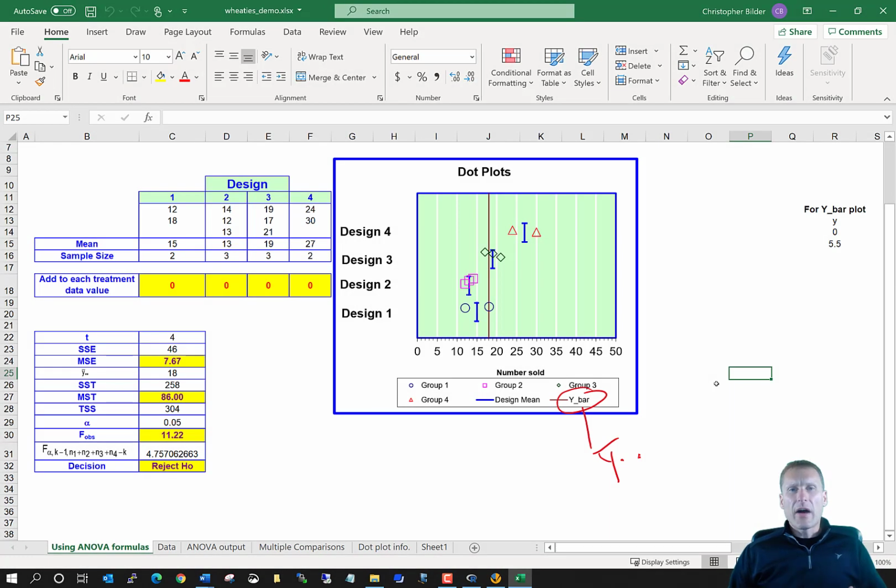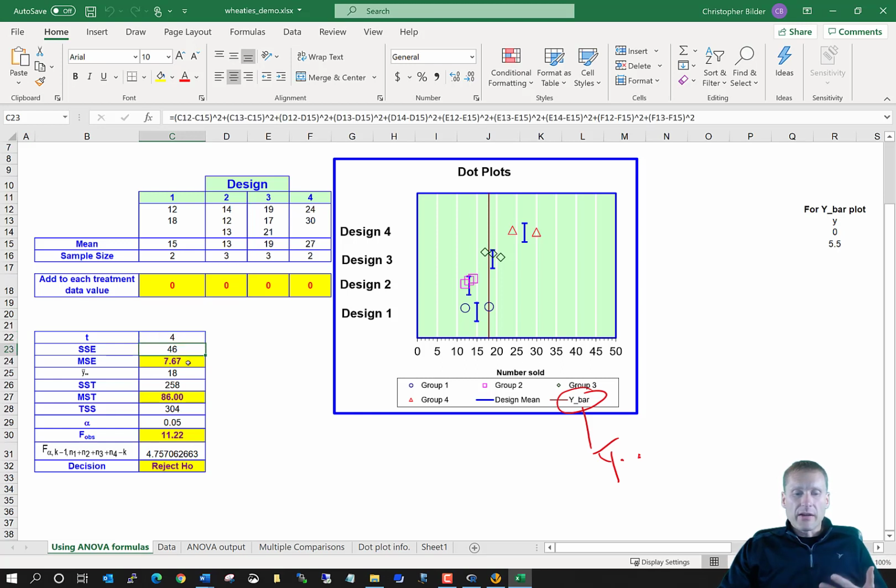Now I have this file set up so that we can make some changes to our observations so that we can see what is going to be the effect on our overall conclusion of if we reject or don't reject H0. And I guess, sorry, before I actually do that, what I've done down here below in this table is I've done some calculations. So for example, SSE is 46, MSE is 7.67, MST is 86.